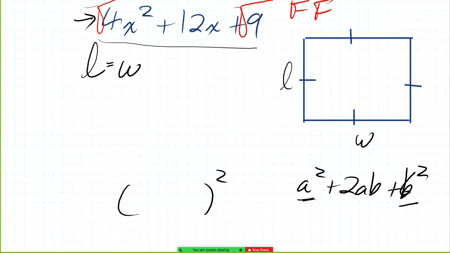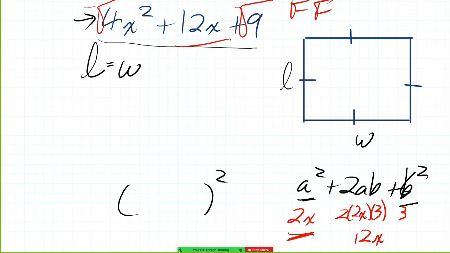So I should be able to find the square root of the first of these two. So 4x squared, the square root of it is 2x. Okay. And the square root of 9 is 3. We know that we should be able to go 2 times 2x times 3, and that should give us our 12x. And see if that's right. 2 times 2x is 4x, times 3 is 12x. Perfect. That works.